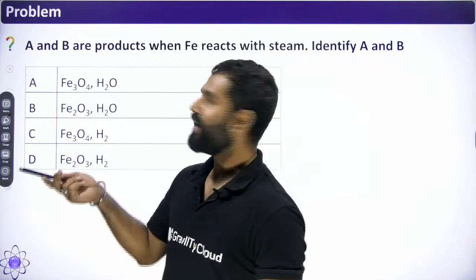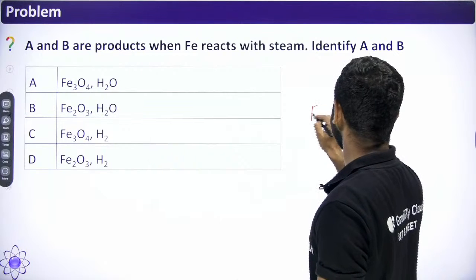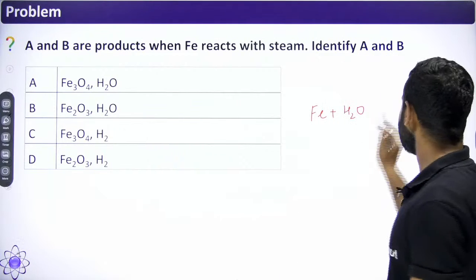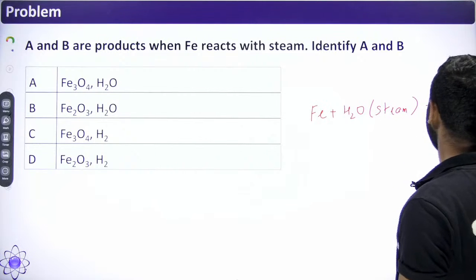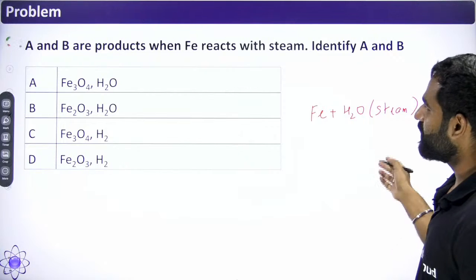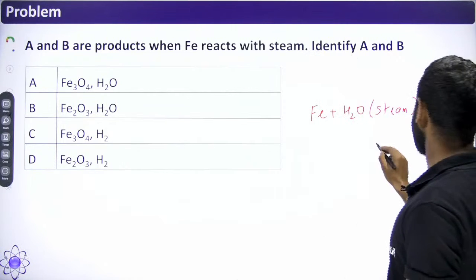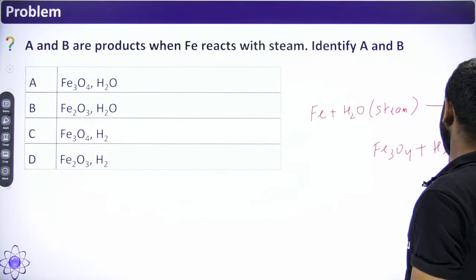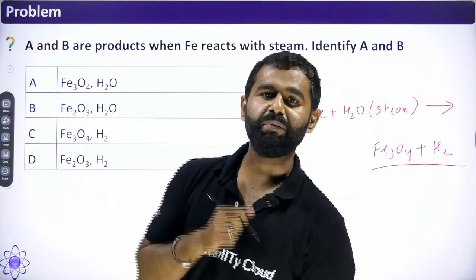So A and B are the products when iron reacts with steam. So what will happen? Fe plus H2O, which is steam. When this reaction occurs, it will form iron oxide along with hydrogen gas. So it will form Fe3O4 plus H2. In this case, it's an exception.